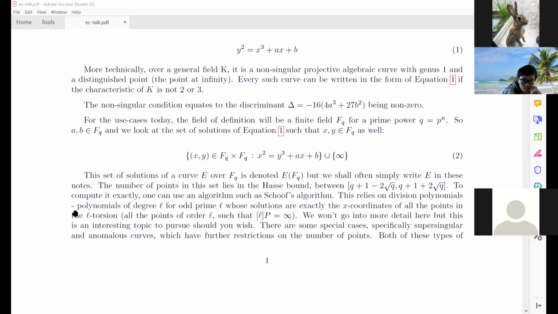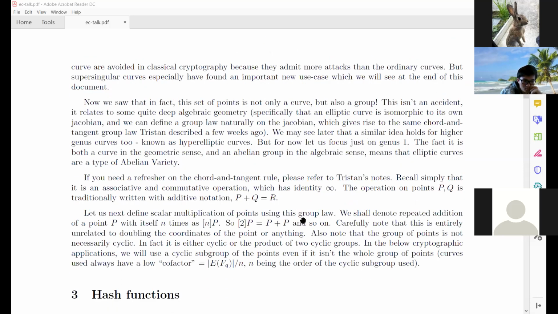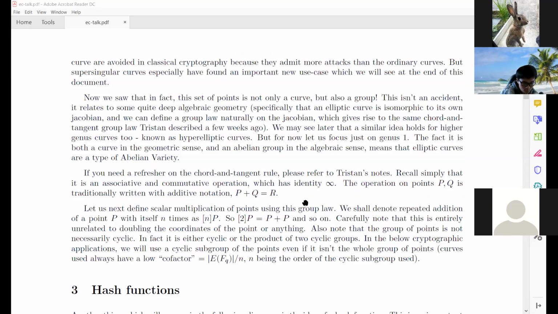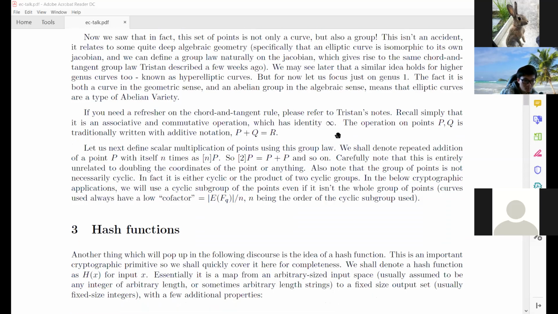There's this whole thing of the torsion subgroups and everything, which I guess Tristan will come to in a couple of weeks' time when he's talking about two isogenies. So I'll leave that for now, and mostly focus on some of the real applications of elliptic curves in cryptography to start with.